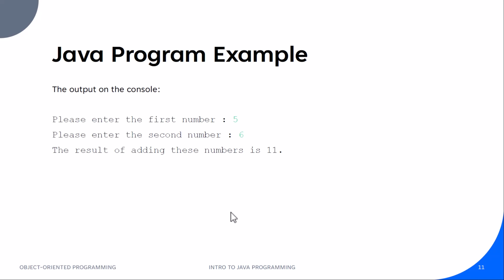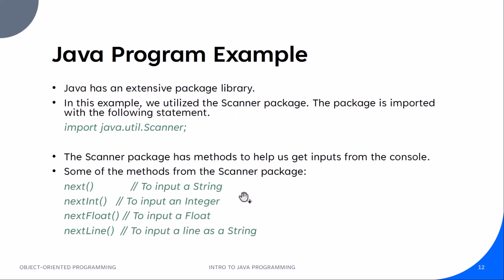Now, the output on the console is as follows. First, the program will print out, "Please enter the first number," then I'm going to input 5. Then the program will output, "Please enter the second number," then I'm going to enter 6, and then the program will output to the console: the result of adding these two numbers is 11.